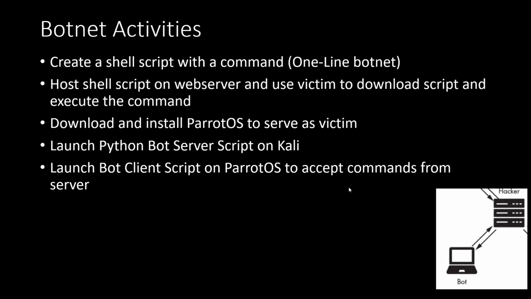Okay, so once we do the reverse shell, after that we're going to look at botnet activities. For this one, we're just going to create a very simple shell script with one command on it to ping the router, or to ping pfSense. We'll call this a one-line botnet. Then we're going to host the shell script on the web server, using the Python web server that we've used in the past to get files back and forth.